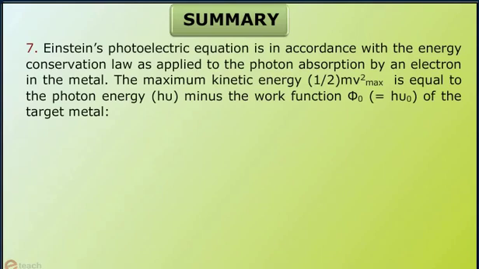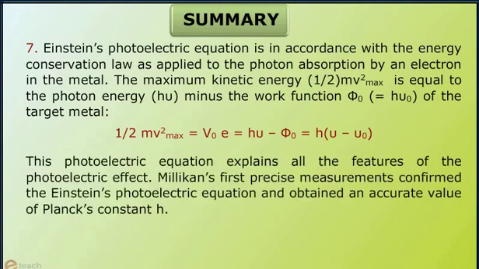Seventh, Einstein's photoelectric equation is in accordance with the energy conservation law as applied to photon absorption by an electron in the metal. The maximum kinetic energy 1/2 m Vmax² is equal to the photon energy hν minus the work function φ0 = hν0 of the target metal, that is, 1/2 m Vmax² = eV0 = hν − φ0 = h(ν − ν0). This photoelectric equation explains all the features of the photoelectric effect.